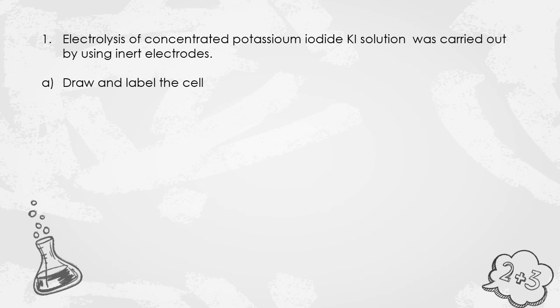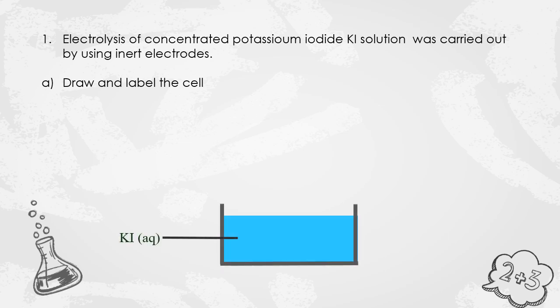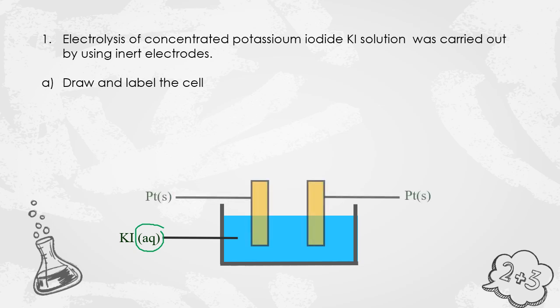So for electrolysis, we're going to use the setup of electrolytic cell. We're going to start with a beaker containing solutions, which in this case is the potassium iodide. So don't forget to write the states of these solutions, which is aqueous. And then we have electrodes, so we're going to use inert electrodes of platinum. You can also substitute platinum with graphite or palladium. And again, don't forget the phase here, the solid.